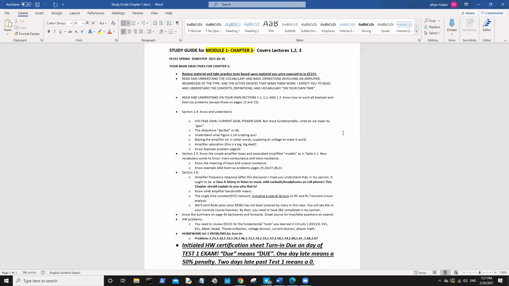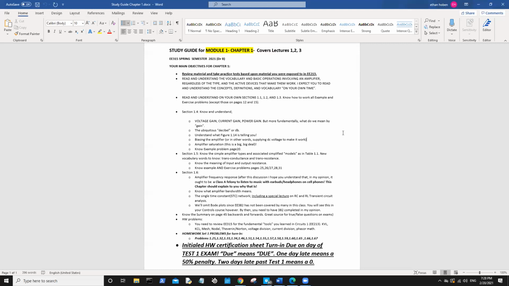Okay, cool. Section 1.5. Know the simple amplifier types. Amplifier types, what is it? It's voltage, current, transconductance, transresistance. Correct. Transconductance is the opposite of resistance. So its gain would be G is equal to, if V equals IR, then it's I over V, right? Yeah, it would be I out over V in for transconductance. Transresistance is the opposite. You have V out over I in. Yes. Beautiful.